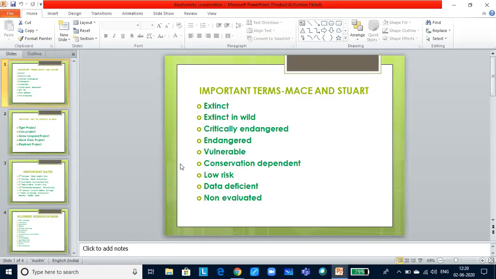Low risk. A taxon is at low risk when it has been evaluated and does not qualify for any of the other categories. In India, we have that number as 109 animals and 73 plants. Data deficient. A taxon is data deficient when there is inadequate information to make a direct or indirect assessment of its risk of extinction based on its distribution or population status. Not evaluated. A taxon is not evaluated when it has not yet been assessed against any criteria. So these are some of the important things you have to know of these terms.